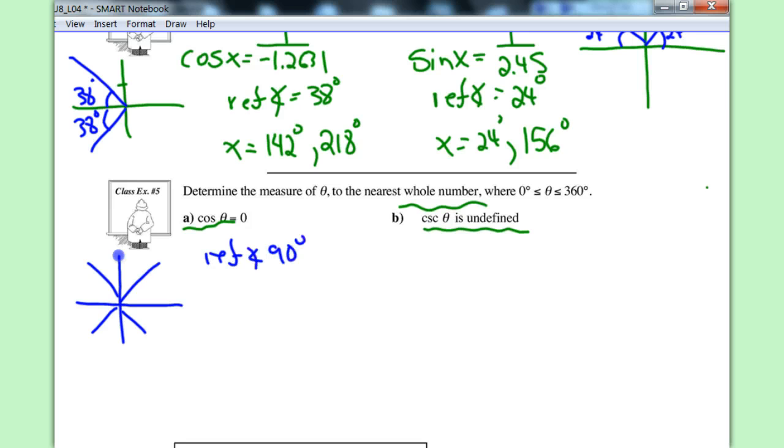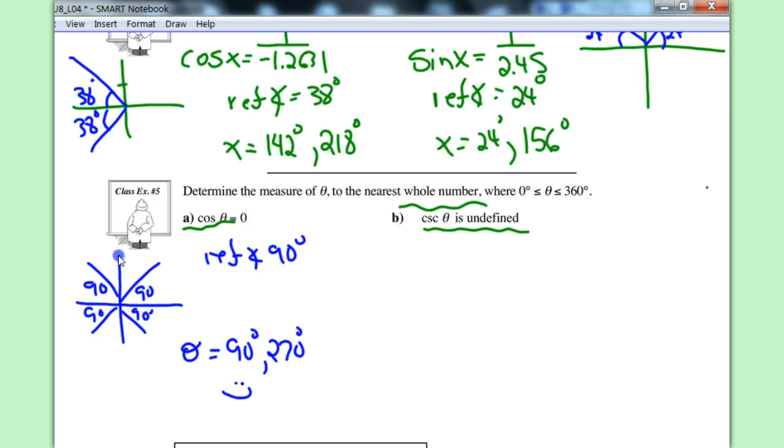When you take the inverse cos of 0, you get 90. And if you put 90 in all these quadrants, 90 here, 90 here, 90 here, 90 here, you really only get two answers for theta, and that is 90 and 270. Yay. Well, the next one is even stranger.